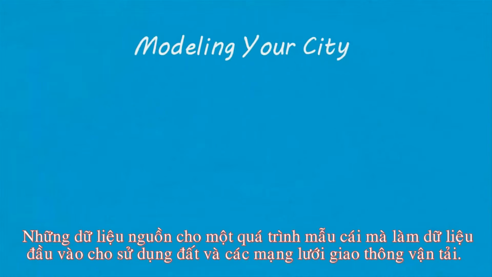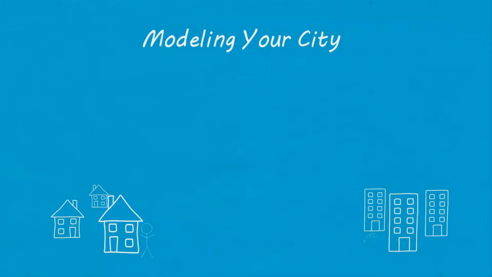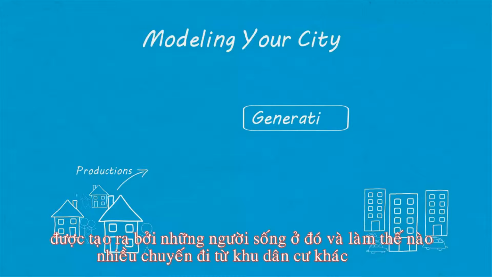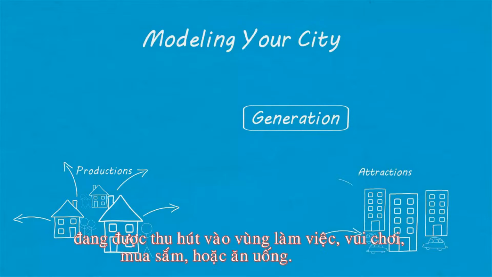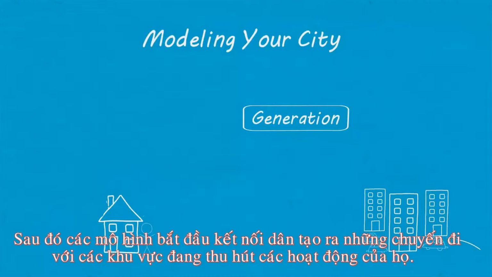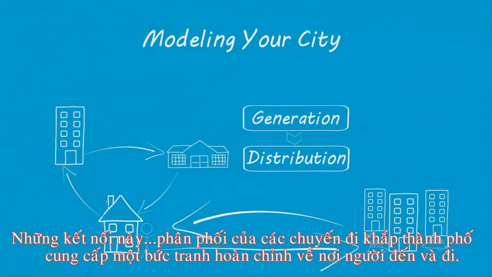These inputs go into a modeling process which takes the input data on land use and transportation networks. The information on the population and the employment is used to determine, for each neighborhood, how many trips are generated by people living there, and how many trips from other neighborhoods are being attracted to the area for work, play, shopping, or dining. Then the model starts connecting the population generating the trips with the areas that are attracting their activities. These connections, this distribution of trips throughout the city, provides a complete picture on where people travel to and from.